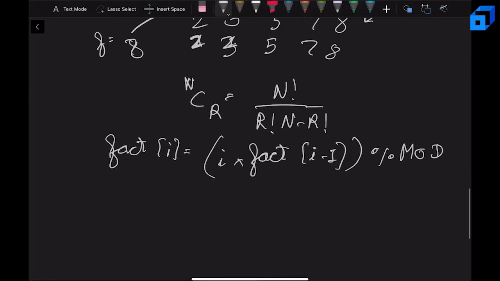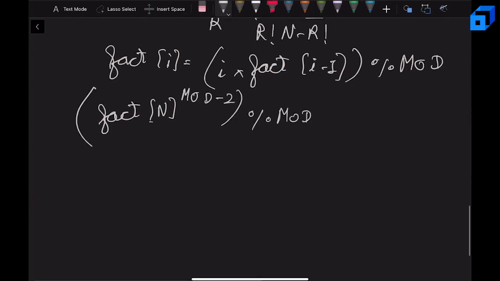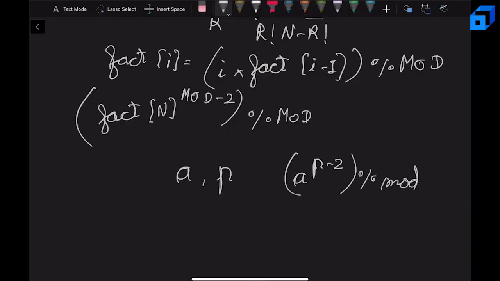And to calculate the inverse of factorials, if we know factorial of n, to calculate the inverse factorial of n we calculate the factorial raised to mod minus 2, modulo mod, using Fermat's theorem. We know that the inverse of a modulo a prime number p is a raised to p minus 2 modulo p, and a raised to p minus 2 can be calculated using binary exponentiation.